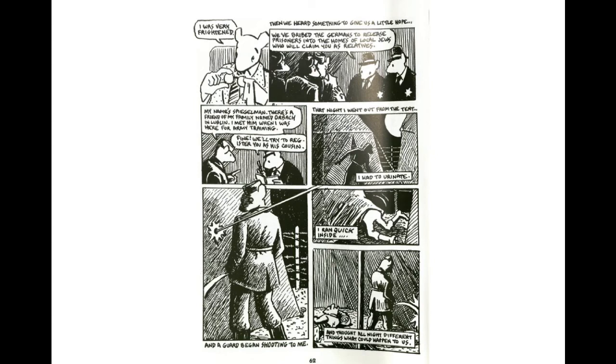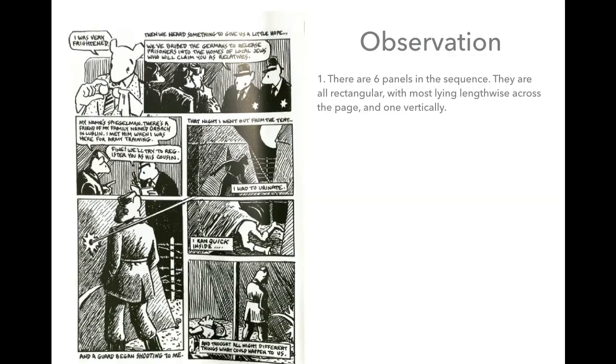Okay, here we go. This is one page from last week's text. You should have already read it by now. If you haven't, keep going and try to read it. Observations. There are 6 panels in the sequence, and one that's sort of a background drawing of Vladek. They're all rectangular, most lying lengthwise across the page, and one is vertical.